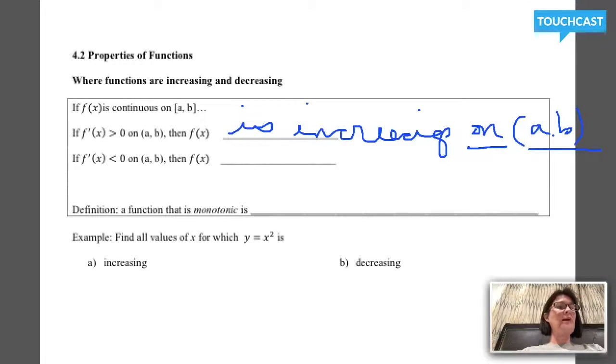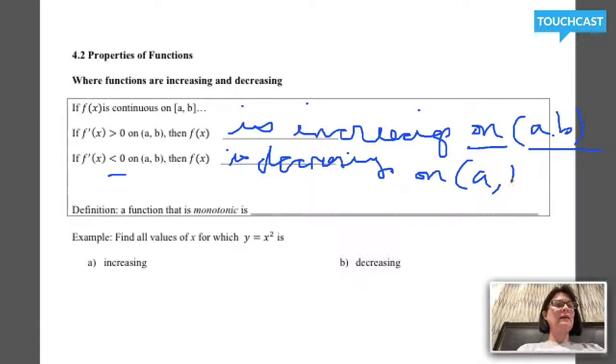So, and if f prime of x is negative, remember less than 0 means negative, on a to b, then f of x is, you guessed it, decreasing on a to b.